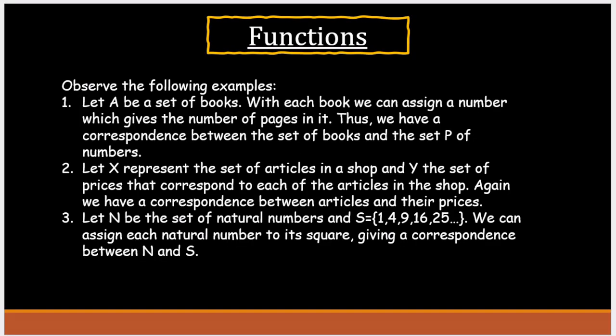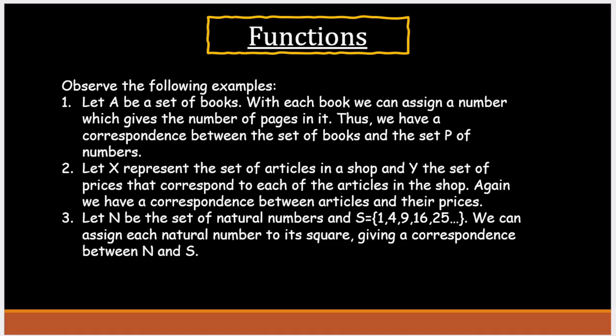Let's learn about functions. Observe the following examples. Let A be a set of books. With each book, we can assign a number which gives the number of pages in it. Thus, we have a correspondence, a relation between the set of books and a set P of numbers.